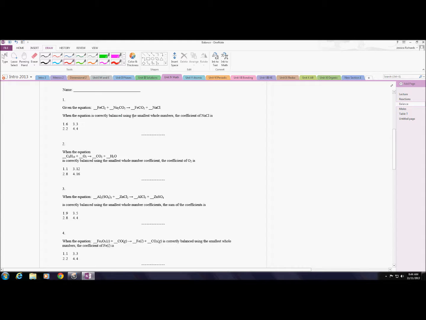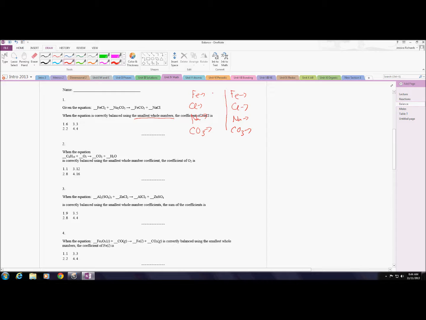Okay, so when the equation is correctly balanced using the smallest whole numbers, we're always going to use the smallest whole number coefficients. They want to know the coefficient of just the NaCl. So we have to start by balancing this in the first place. So we have irons on the left and chlorines, sodiums, and carbonates. Now notice if this polyatomic ion stays together as the same polyatomic ion on that side, it doesn't break into pieces, we can leave it together and just count the numbers of polyatomic ions. It makes things a little bit easier.